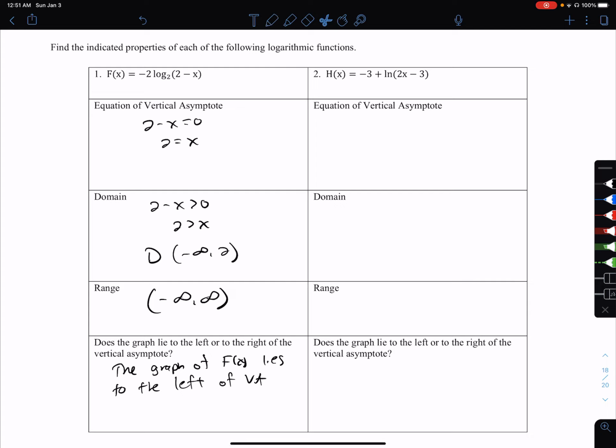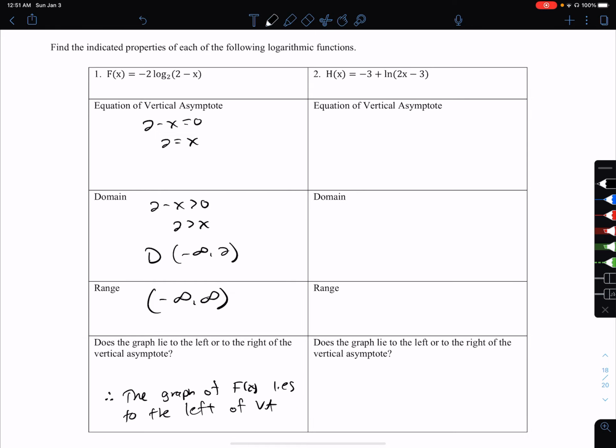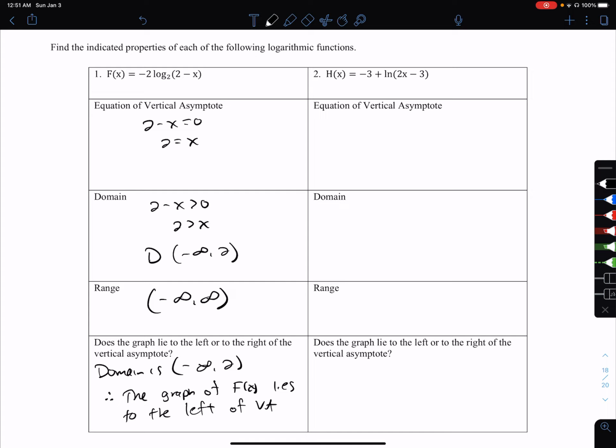of the vertical asymptote, and then I could give the reason: the domain is negative infinity to 2. Domain is negative infinity to 2, therefore the graph of f of x lies to the left of the vertical asymptote. Looking at h of x, the equation of the vertical asymptote, we take the argument, set it equal to 0, and solve it. So the vertical asymptote is 3 over 2.